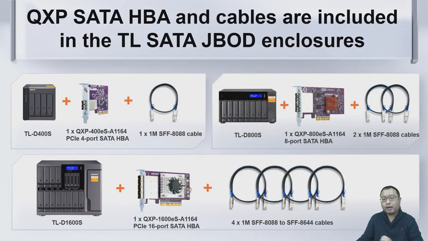When you buy the TL SATA JBOD, all the necessary accessories are included for you. For example, we include the SATA HBA for you to install onto the NAS, and also the cables for you to connect between the NAS and the JBOD. As you can see, for a 16-bay, four cables are provided, and one SATA HBA is provided for the maximum speed.